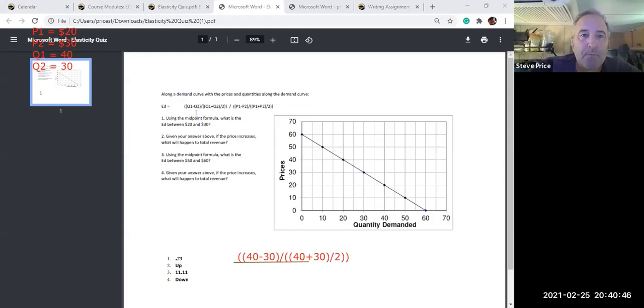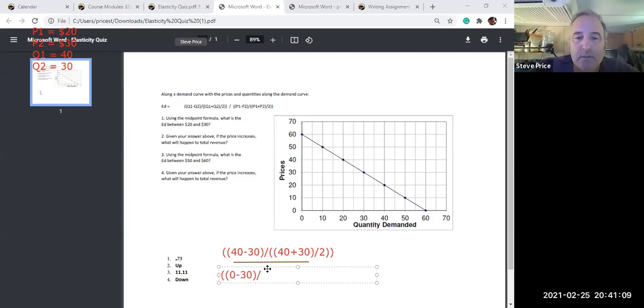So there's our numerator. Our denominator is going to be the price. So P1 minus P2, same basic framework for the formula above with quantity. So P1 is 20 minus P2 is 30. With that divided by those two prices added together, 20 plus 30, then that divided by 2.